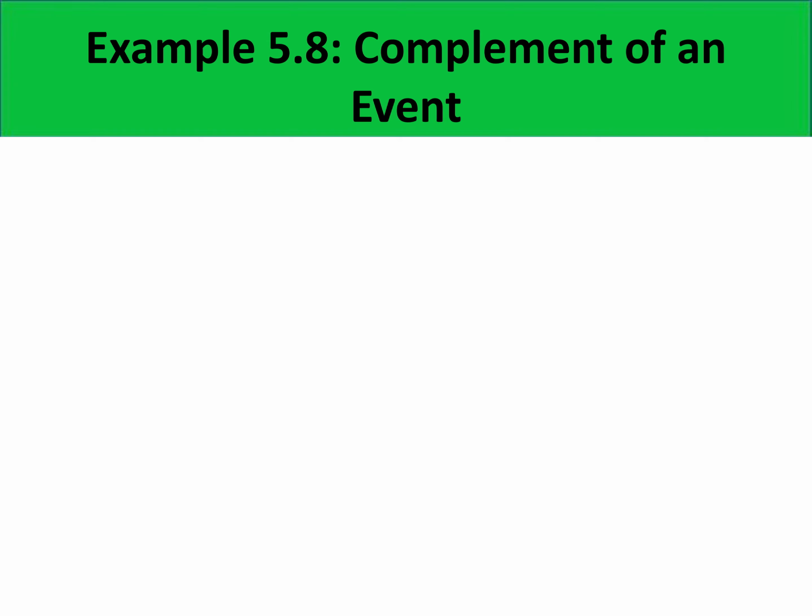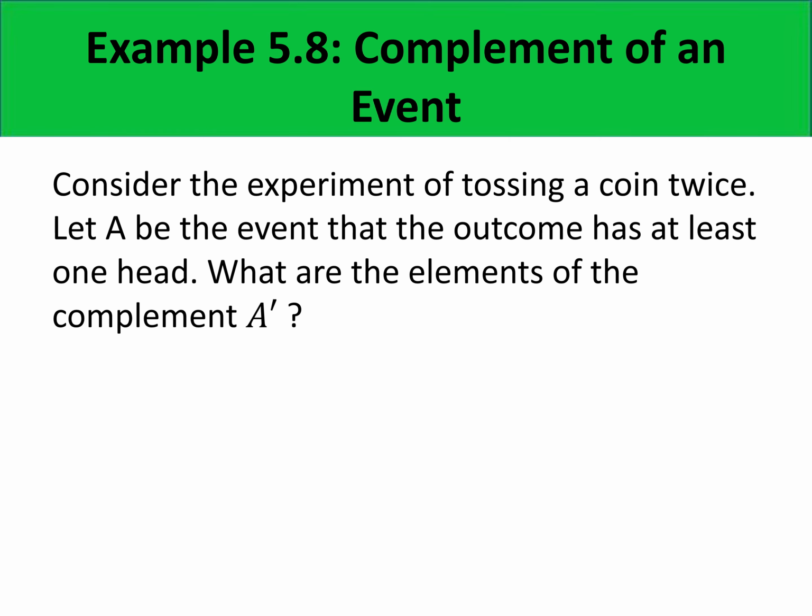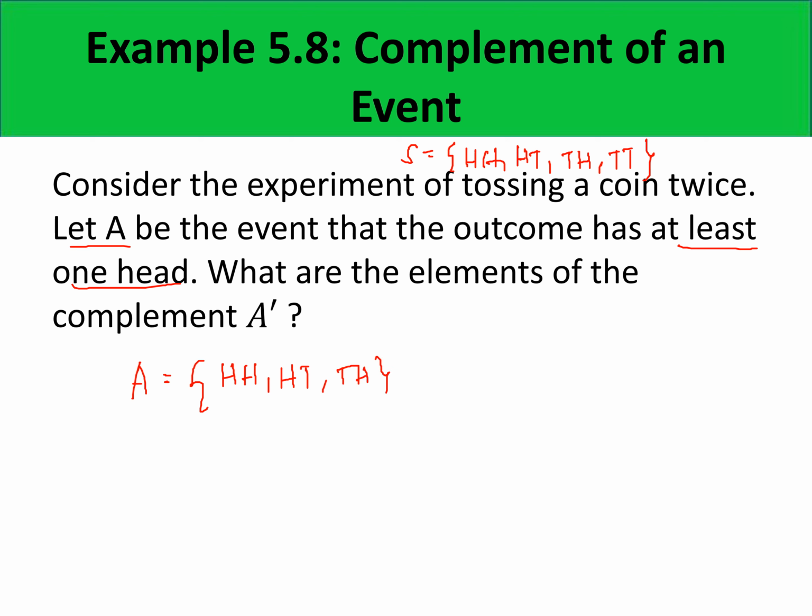Now let us have another example. Let us consider the experiment of tossing a coin twice. In this case, the sample space would be head-head, head-tail, tail-head, and tail-tail. Now let capital A be the event that the outcome has at least one head. So this means that the event A has the elements head-head, head-tail, and tail-head because these elements or these sample points contain at least one head. Now the complement of the event A would be all the elements in the sample space S that cannot be found in A. But this is only the element tail-tail.